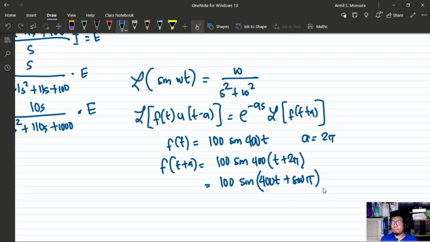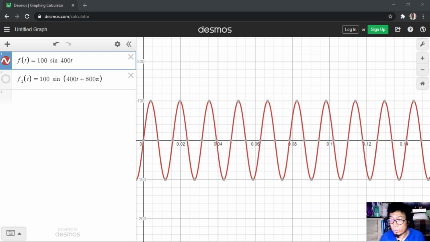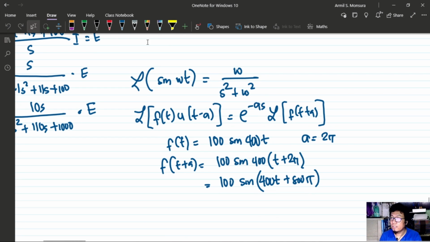Let us inspect its effect by graphing. So here's the original function. This is 100 sine 400t. Now recall that what we want to compare is this original function and this shifted function, which we will shift by 2 pi. And here's what you are going to observe now. Again, if we shift t by 2 pi, the resulting function is now 400t plus 800 pi.